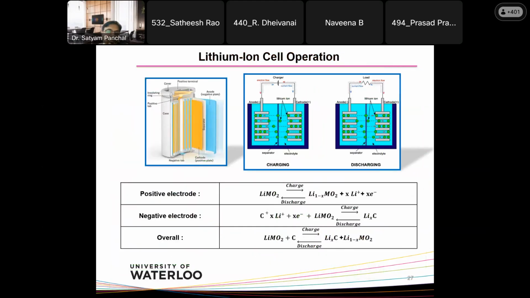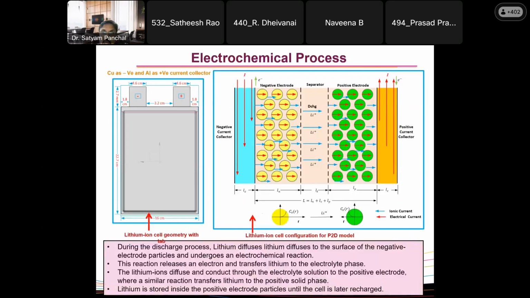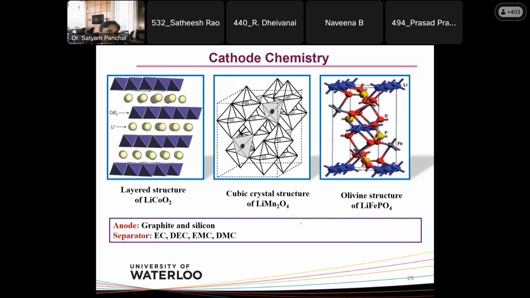Then cell operation. I don't want to go into detail, but these are the chemical reactions for the positive electrode, negative electrode, and overall. For the chemical process, I already explained in my previous slide for the P2D model, the electrochemical model. Cathode chemistry I also already explained. The three dominant chemistries are lithium cobalt, lithium manganese, and lithium phosphate. Anode materials are graphite and silicon, and separators are provided over here. The lithium salts are LiPF6, lithium hexafluorophosphate, and LiBF4, lithium tetrafluoroborate.